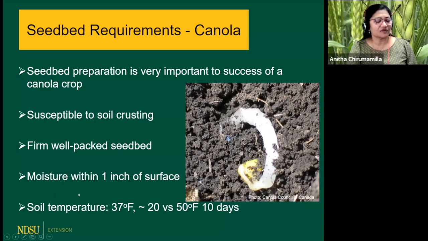So make sure that we have moisture within that 1 inch of the soil surface. And it's always advantageous to plant canola into warm soils, especially at 50 degrees Fahrenheit, because warm soils mean rapid emergence and then rapid growth of the seedling.